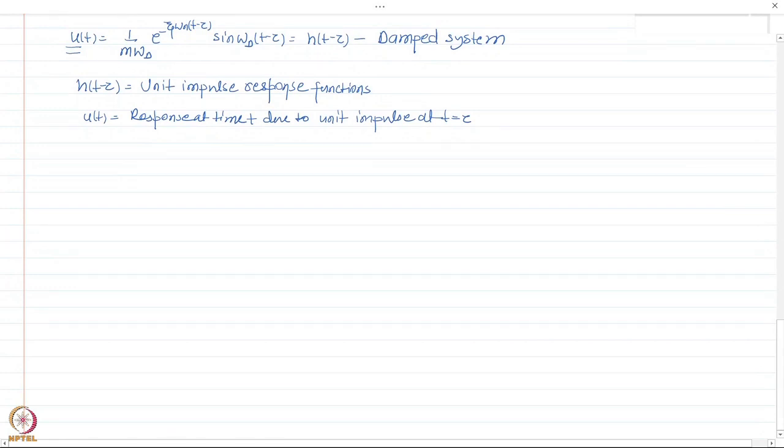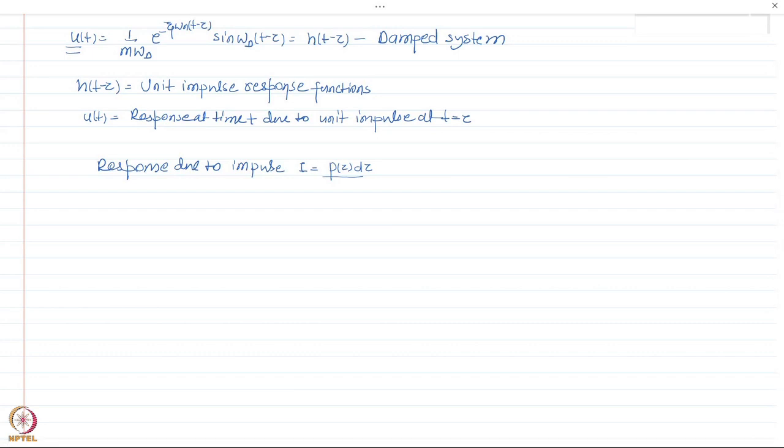So if you want to find the response due to any impulse that is non-unit, let us say response due to impulse I equal to some other function P tau times d tau. So how do we do that? Let me not use the integration sign here. Let me just say that it is a very small value, so that I can approximately say the area is like P tau times d tau. It's like a rectangular area.